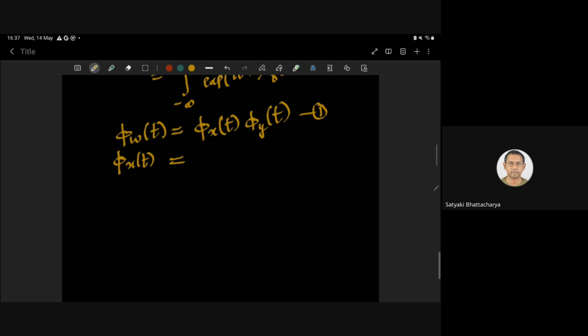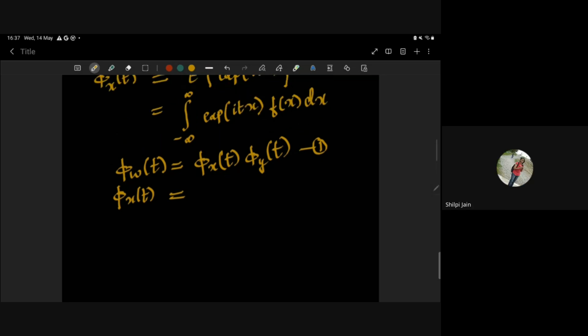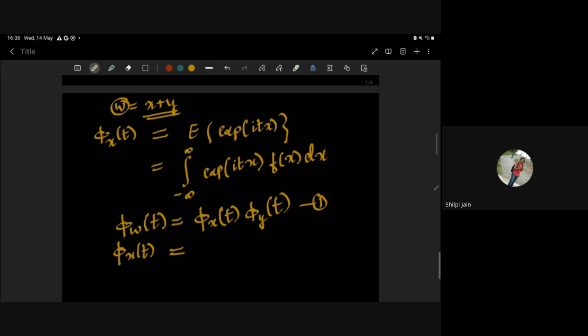Shilpi, what is W in your notation? Oh, sorry, W is this. I already wrote it. Oh, okay. Yes, W is the sum of two random variables. Okay.